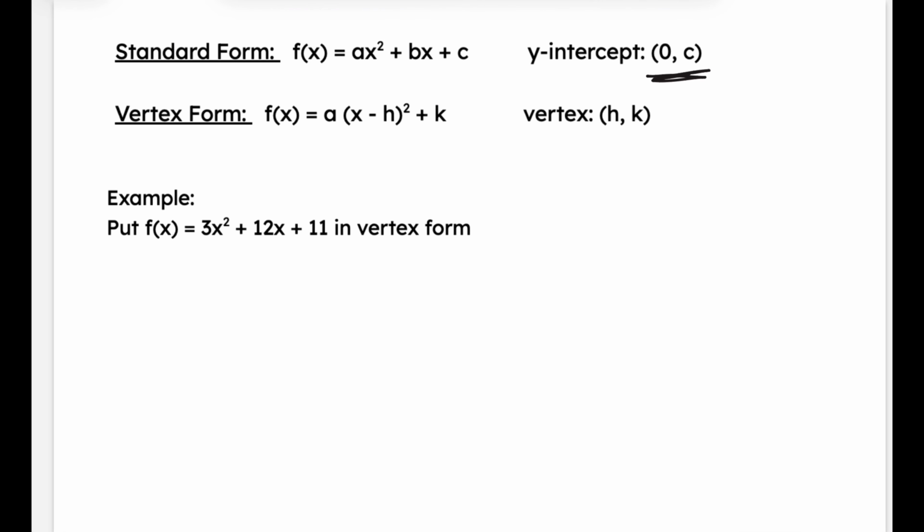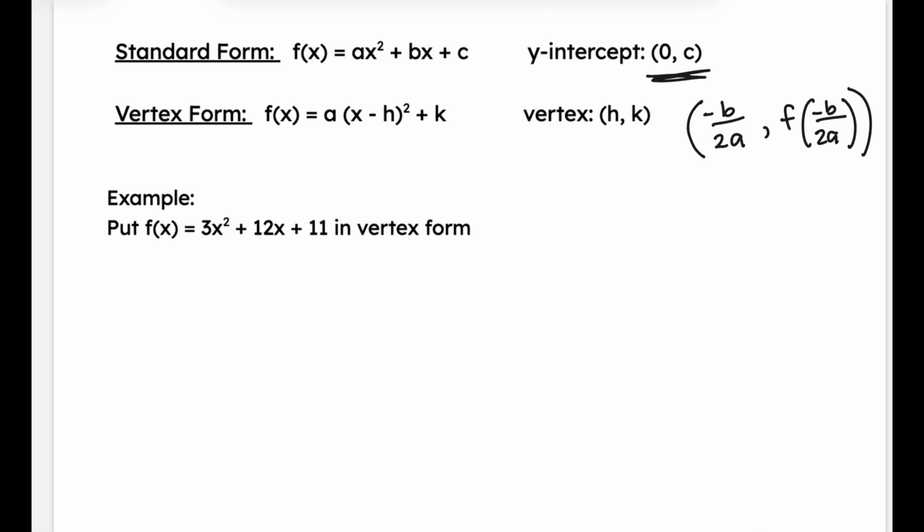Vertex form is a little bit easier to see transformations. We have f of x equals a times (x minus h) squared plus k. Our vertex is h comma k. We're going to look at the example below, but just a reminder, to find your h value from standard form, you're going to use negative b over 2a. And then to find your k value, you're going to take f of negative b over 2a, or in other words, plug it into the formula to find out what the y value is.